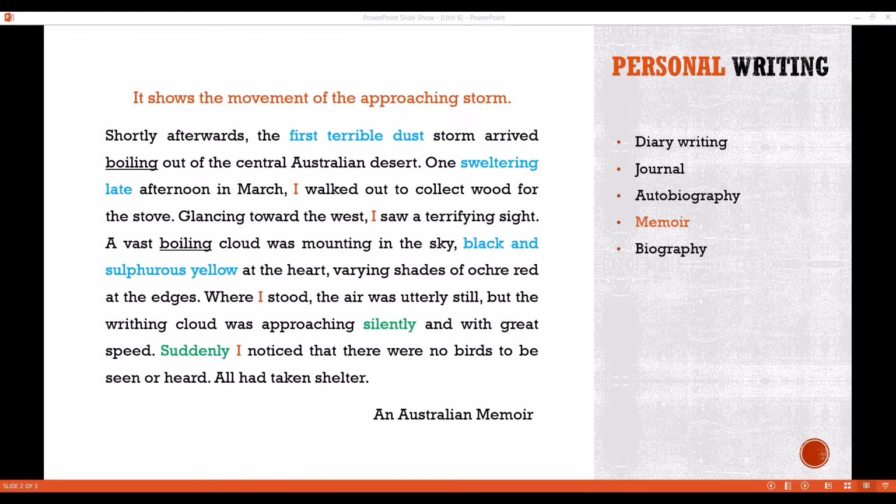Your personal writing usually takes the first person. Remember this point as well. And it is not necessarily only first person. You can take second, you can take third person as well, when you are talking about he, she, they. Okay, now I'm just reading out this passage.